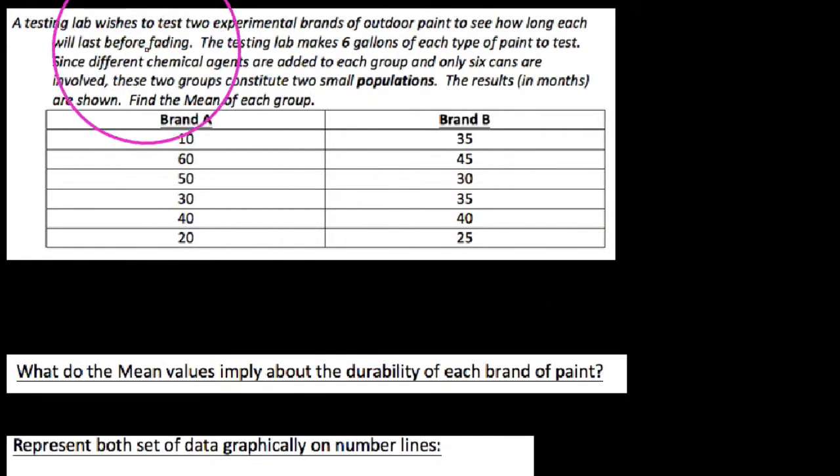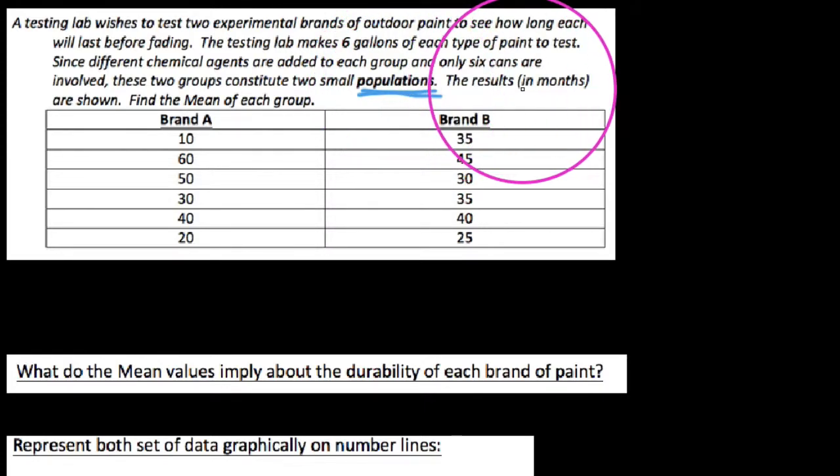So let's take a look at our thought experiment here. A testing lab wishes to test 2 experimental brands of outdoor paint to see how long each will last before fading. They make 6 gallons of each type of paint to test. Since different chemical agents are added to each group and only 6 cans are involved, these 2 groups constitute 2 small populations. That is, these are the only cans that have ever been created in this way, so they are the entire population of those types of cans ever made. So we're going to assume that we're dealing with a population here.